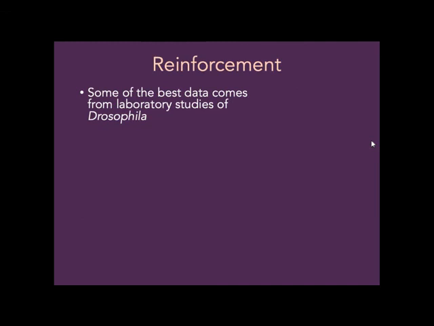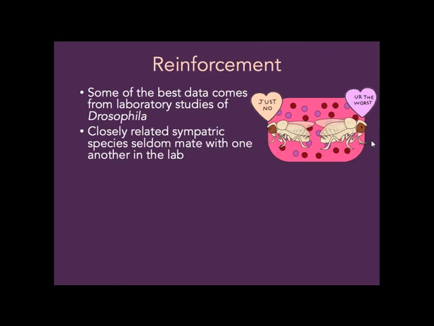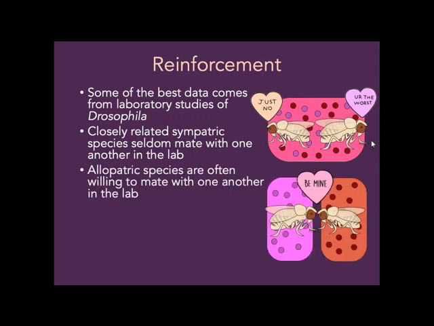All right, so some of the best data on reinforcement comes from lab studies of Drosophila. And so we know that closely related sympatric species very rarely mate with one another in the lab. So these are species that are caught from the same kind of area, right? Like they live in the same place, and they put them in the lab together and be like, all right, we're putting you together, mate. And they're like, no, not mating.